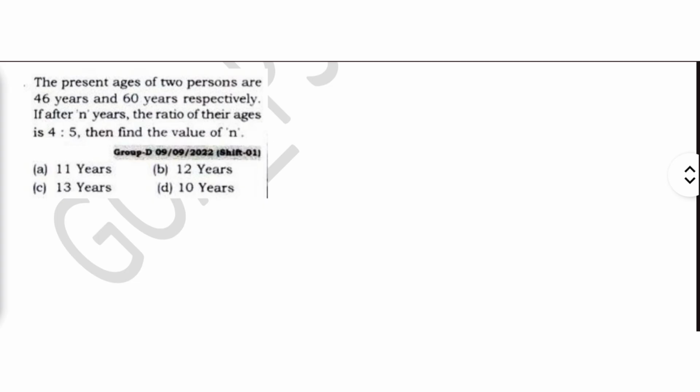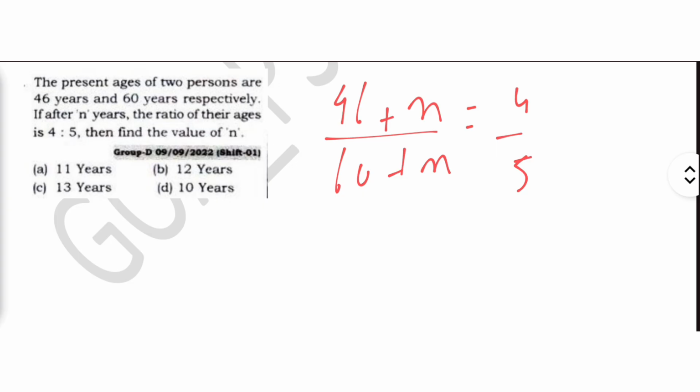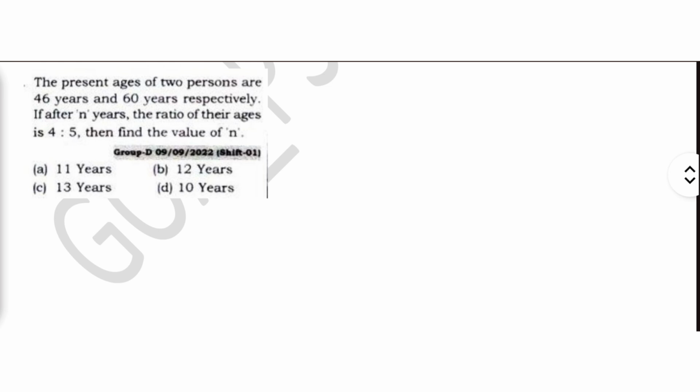The present ages of two persons are 46 and 60 years respectively. After n years, the ratio of the ages will become how much? See guys, this is 46 and this is 60, plus n, plus n, then the ratio becomes 4 is to 5. If you go to solve this, it will be a very lengthy thing to solve, multiply, then subtract, etc. I will let you know how to solve this using options only. We are given two persons, 46 and 60, and the ratio that we are getting after n years have been added is 4 is to 5.